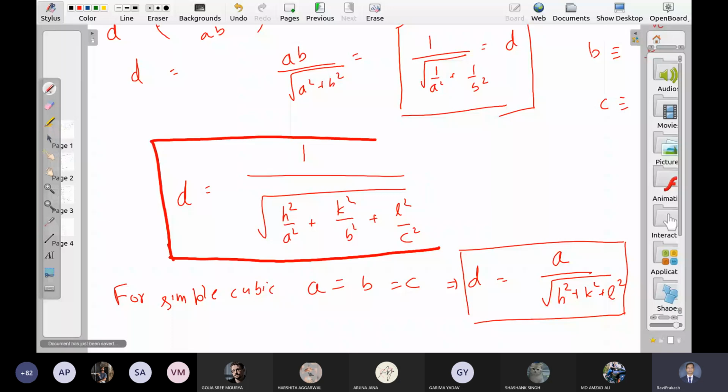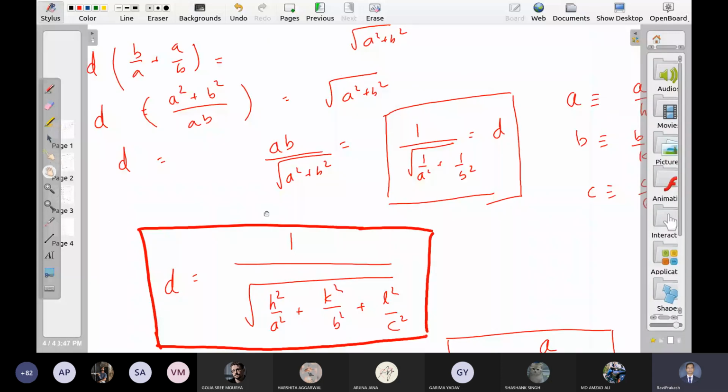You can make your own calculations. There are many methods to solve this problem. Those who have studied 3D geometry directly remember this formula. So this is the interplanar spacing. Why do we want to study it? What benefit will we get from studying it?